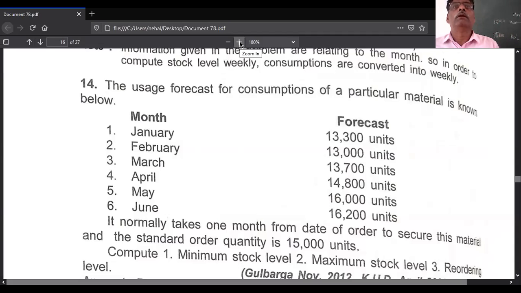Then the delivery period point is completed. Minimum delivery period is 1 month, maximum delivery period is 1 month, average delivery period is 1 month. Okay, it is clear. Then you have to take the minimum consumption. What is the minimum in the given problem? Out of all the 6, which is the minimum? 13,000 is the minimum, or is there any other number? This one is the minimum. You consider this as the minimum consumption. Minimum consumption is 13,000. Then which is the maximum in the given information? 16,200. Okay, maximum is 16,200.